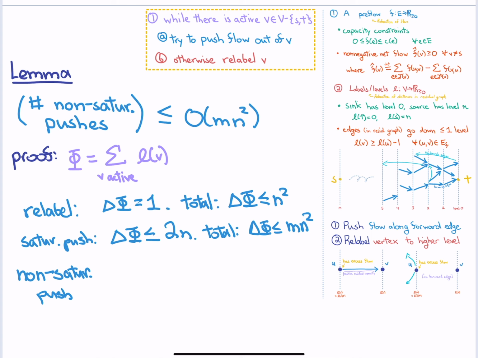So the change in potential, it goes down by at least 1. It might go down by more, but at the very least you get to go down by 1. So the total increase from other operations is roughly mn squared, right? And meanwhile, each non-saturating push will go down by 1. So what does that say about the number of non-saturating pushes?